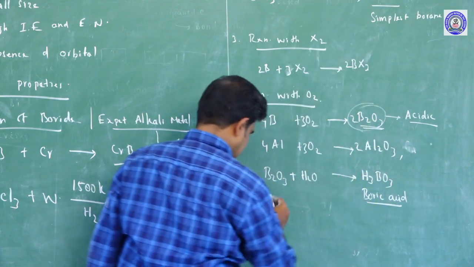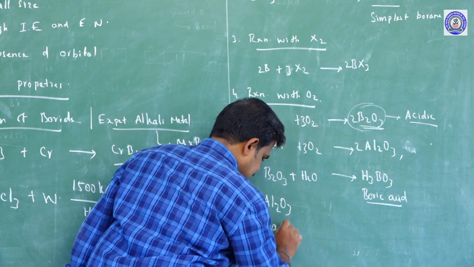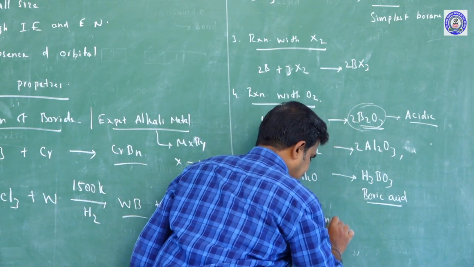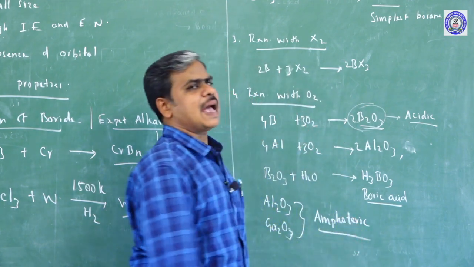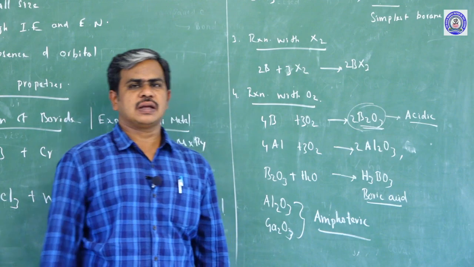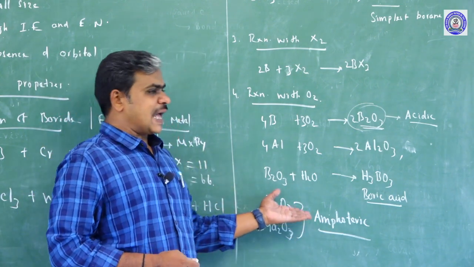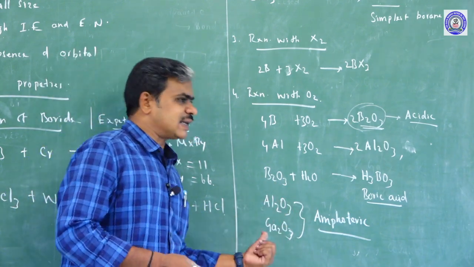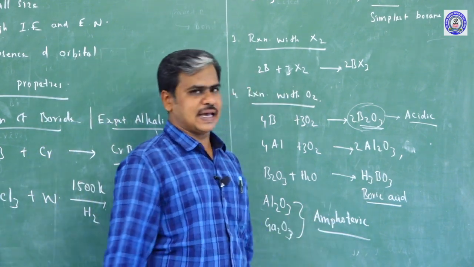Now Al2O3 and Ga2O3. These are all amphoteric in nature. What do you mean by amphoteric? Amphoteric has dual behavior. It may react with acid or it may react with base. That is, it may act as an acid or maybe a base. Then it is known as amphoteric character.